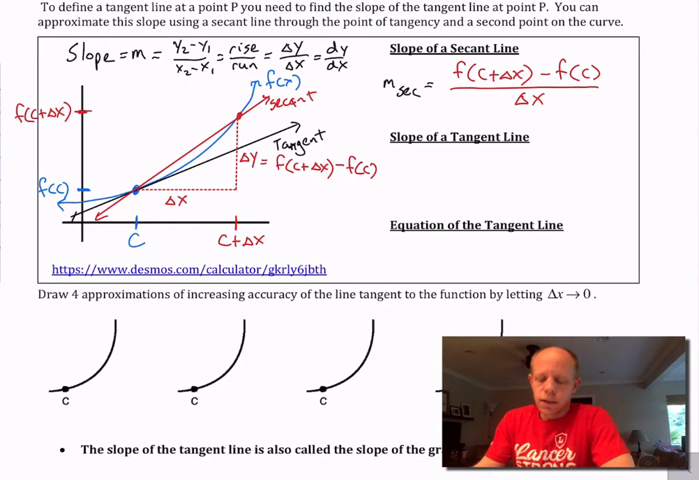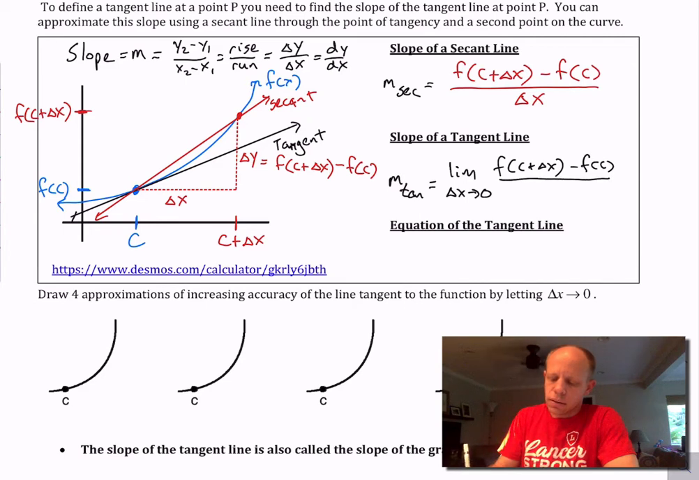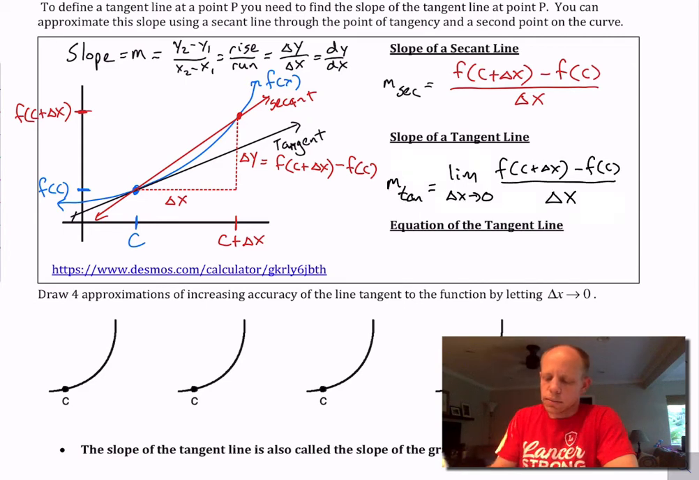Okay, so essentially, for the slope of the tangent line, we'll call that m tan, we're going to get the limit as delta x approaches 0 of basically the slope of that secant line: f(c plus delta x) minus f(c), all divided by delta x.